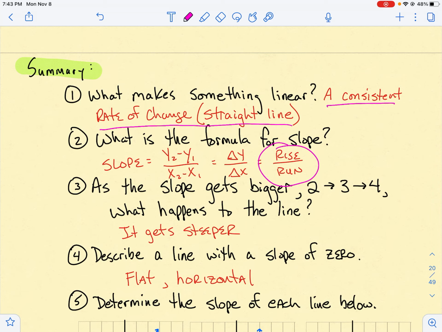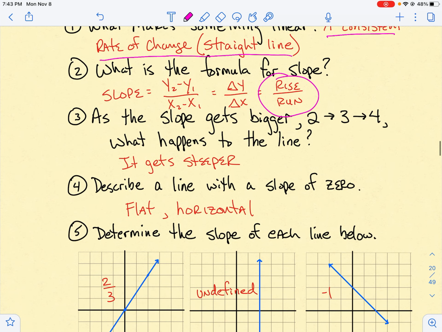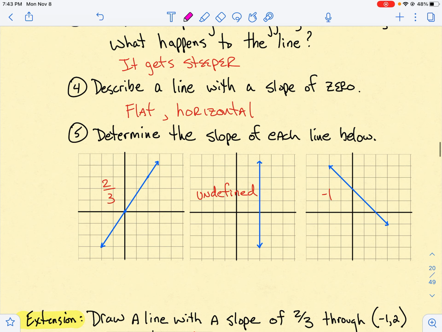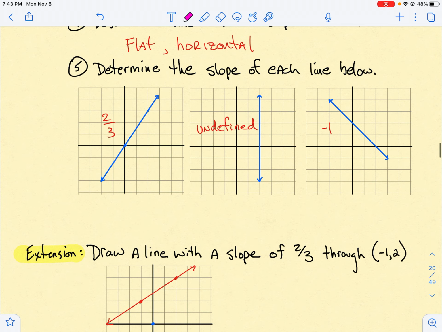Number 3, as the slope gets bigger, 2 to 3 to 4, what happens to the line? It gets steeper. Number 4, a line with a slope of 0 is flat, or you might call it horizontal. And then finally, determine the slope of each line below. I did that for 2/3 on the left, undefined in the middle, and -1 on the right.